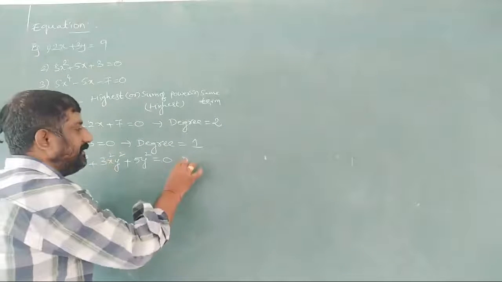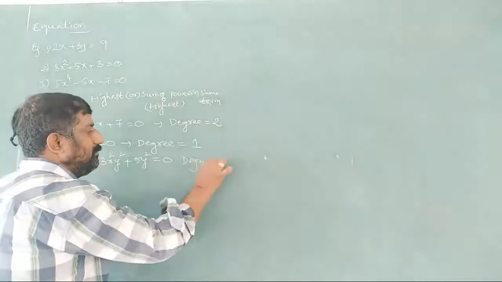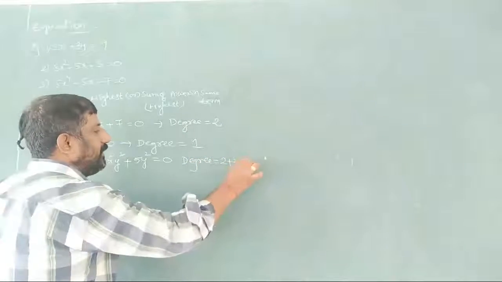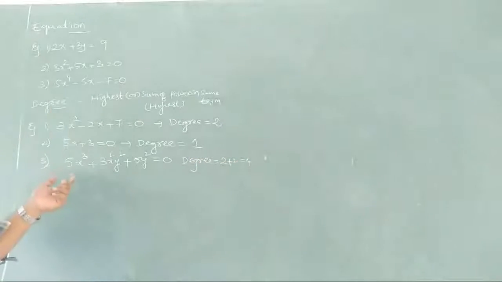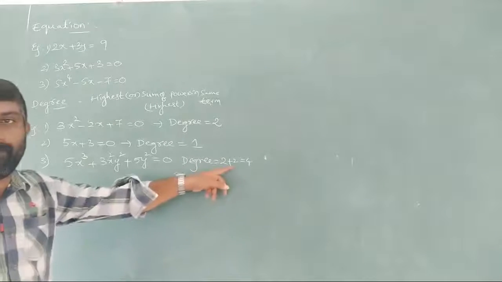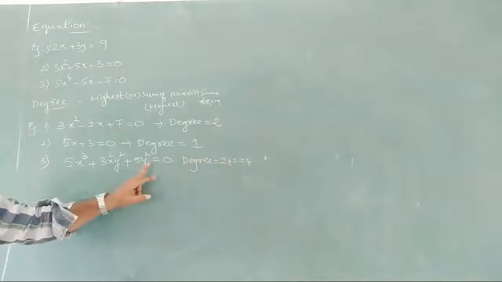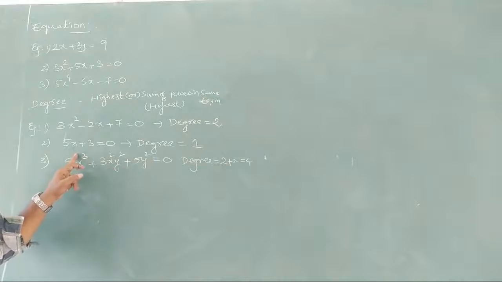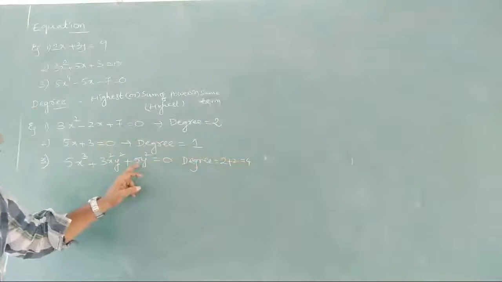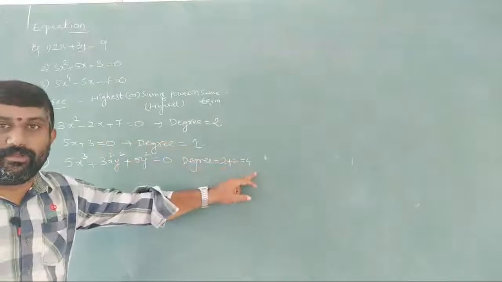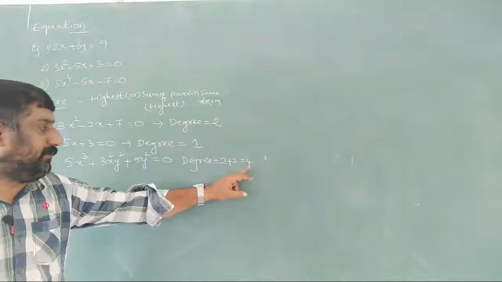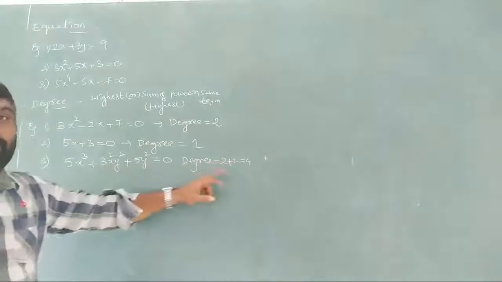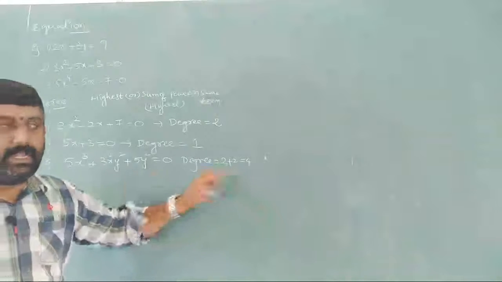So degree is nothing but 2 plus 2, which is 4. So the degree of this equation is going to be 4. And you observe the other two terms: x power 3, which is less than 4, and y power 2, which is less than 4. So that's why I am taking 4 only. So degree is nothing but 4. Next.